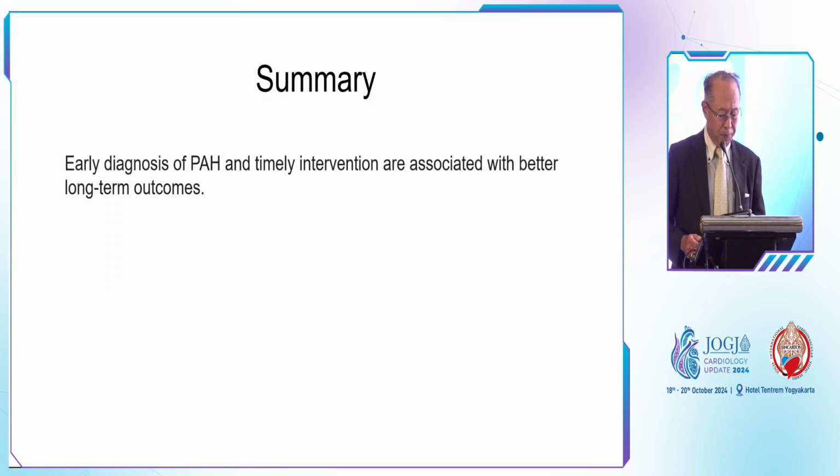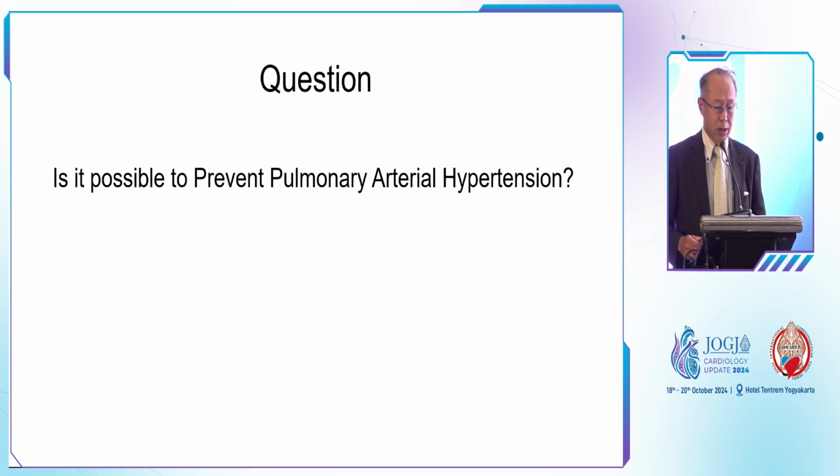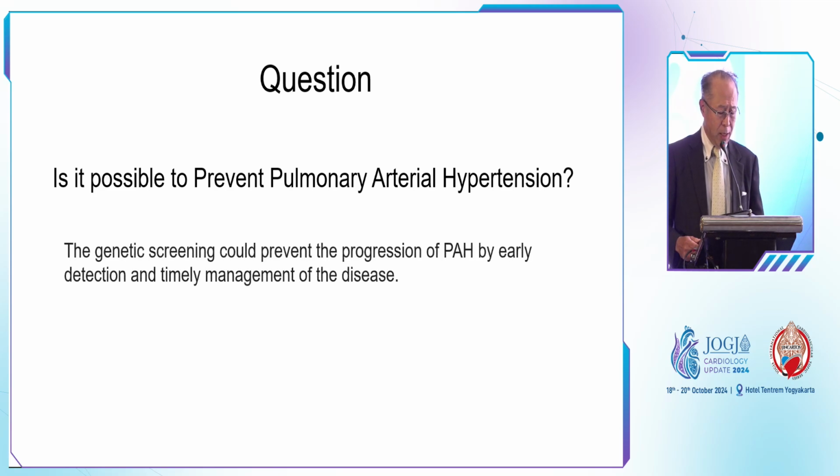So, as a summary, early diagnosis of PAH and timely intervention are associated with better long-term outcomes. Therefore, genetic screening may provide early detection of PAH and offer timely management. So, coming back to the first question, is it possible to prevent pulmonary arterial hypertension? I would say that genetic screening could prevent the progression of PAH by early detection and timely management of the disease.